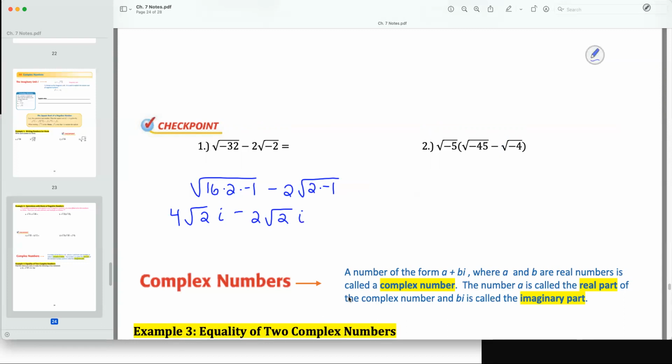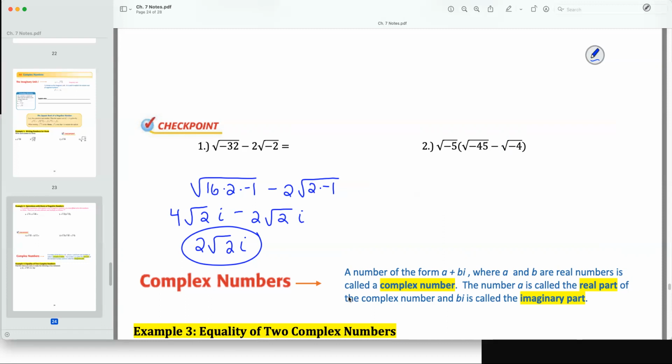You can combine like terms if they all have the same components. The regular coefficients, the regular numbers, can be different, but as long as they have the same exact radical and they both have an i, you can combine like terms. So you have 4 of these square root of 2i's minus 2 of them, then you have 2 of them left over. So that would be your final answer in the correct order: regular number, square root of 2, and then i.